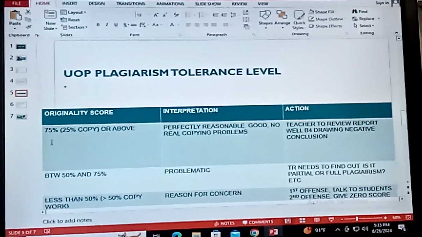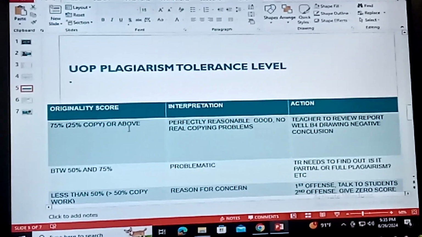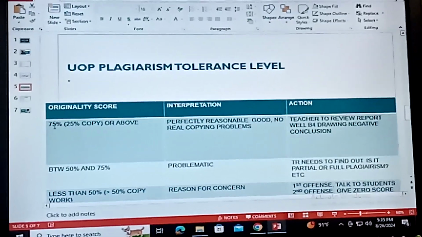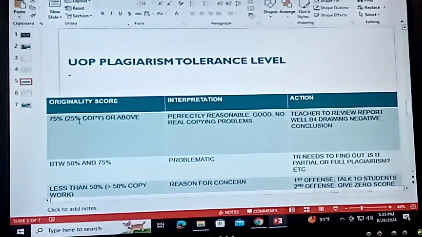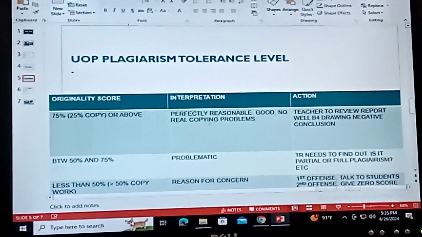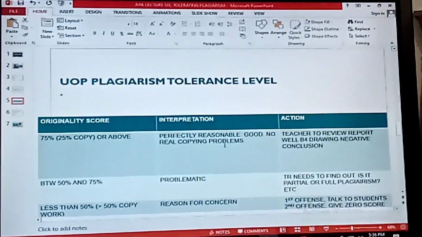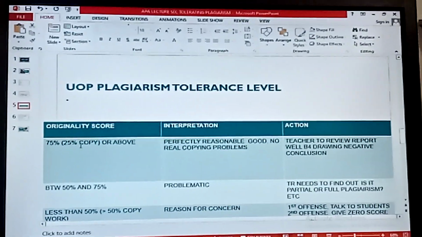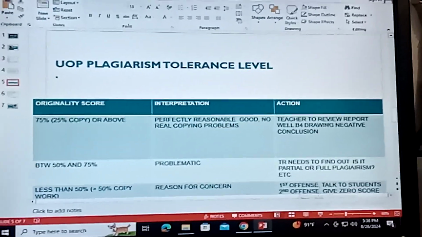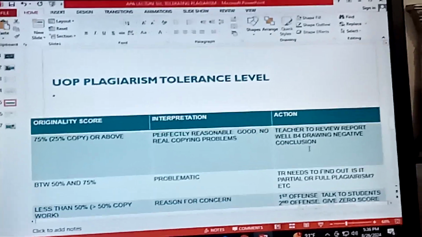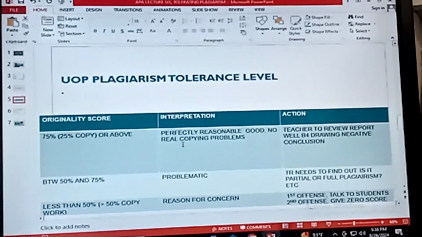Now, column 1, originality score. If, for example, the plagiarism score of a student is 25% or above, that means if the originality is 75, the amount of copy work or plagiarism is just 25%. Now, interpretation. In this situation, the situation is perfectly reasonable. It is good. No real copying problems. Just 25% copy work. So the action here is for the teacher to review the report well before drawing negative conclusions. So if the originality work is 75% or 25% copy, this is just a minor offense.